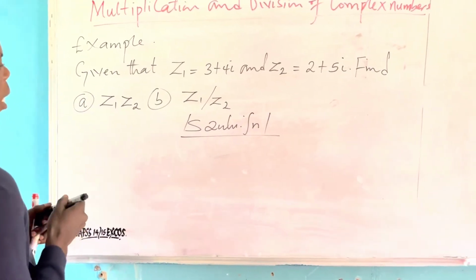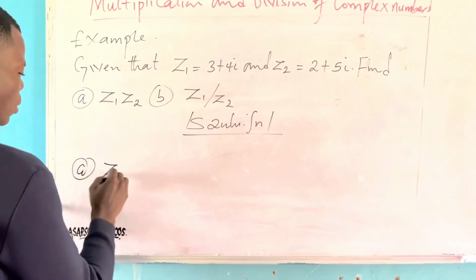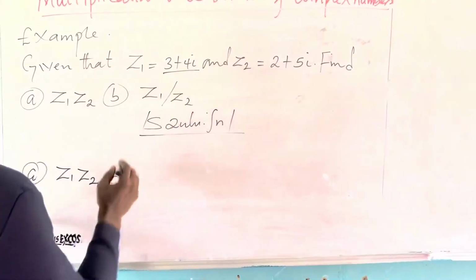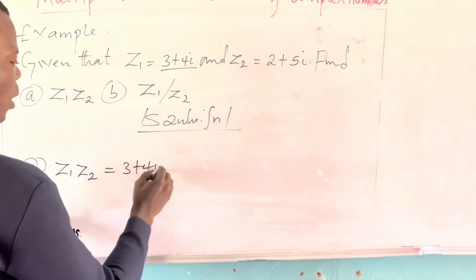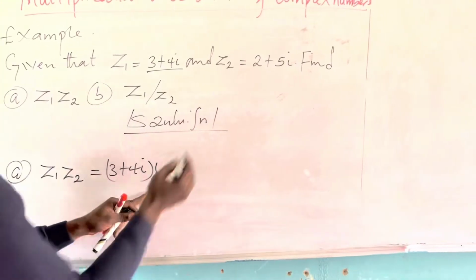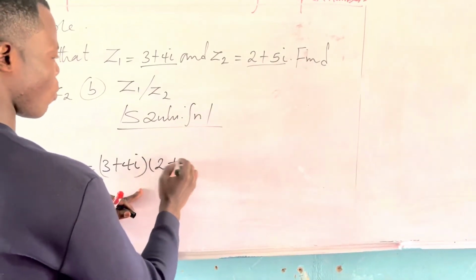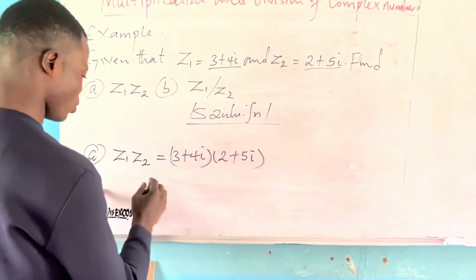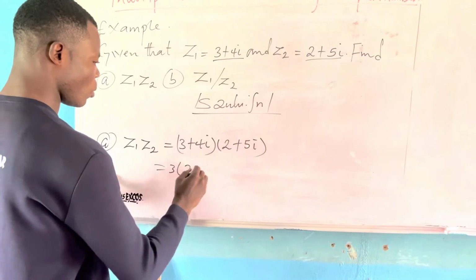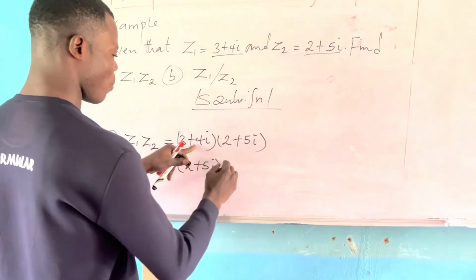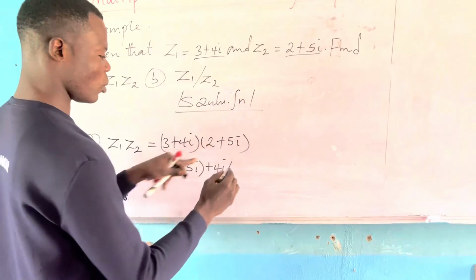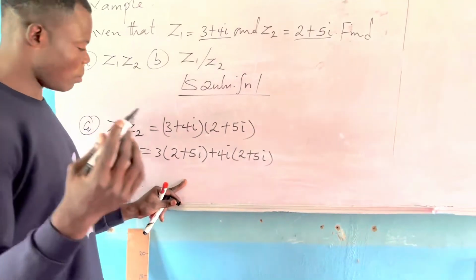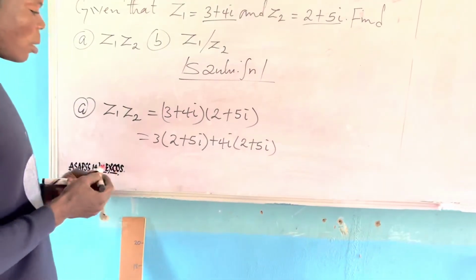So here our z1 times z2 is equal to 3 plus 4i times z2, 2 plus 5i. It's normal multiplication. We are going to have 3 into 2 plus 5i, then plus 4i into 2 plus 5i. So remember the law of brackets.